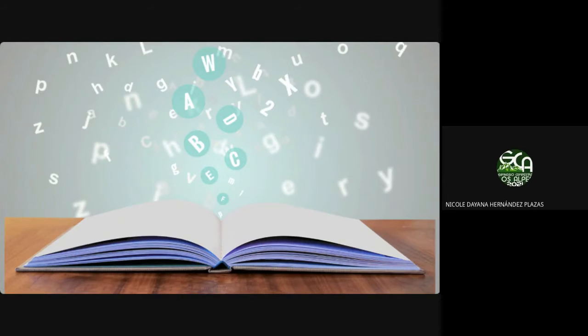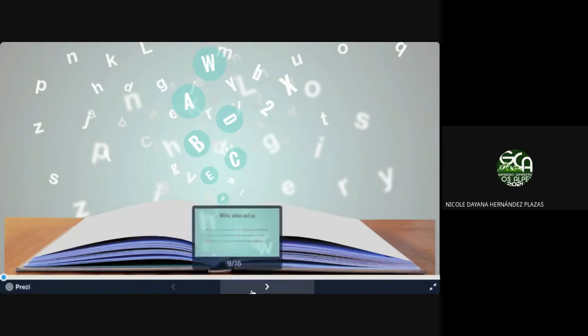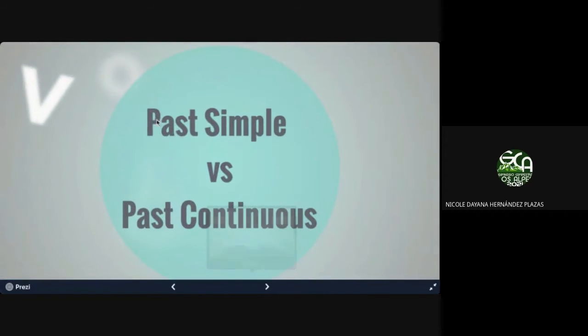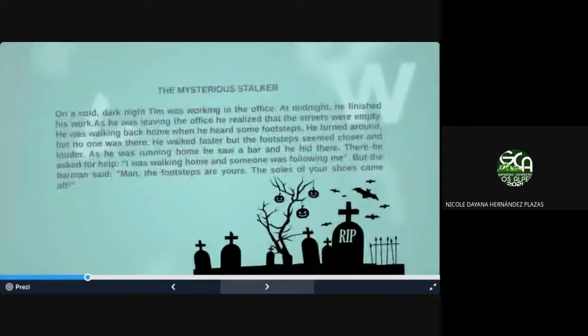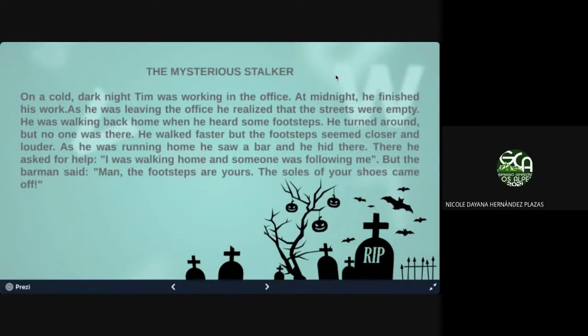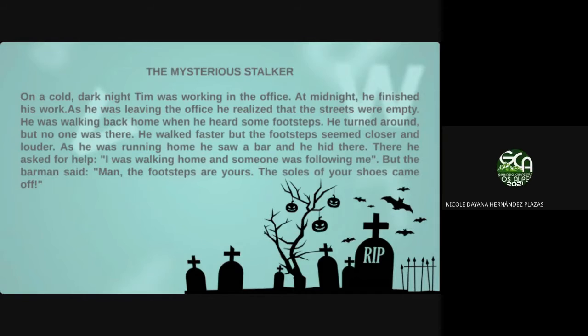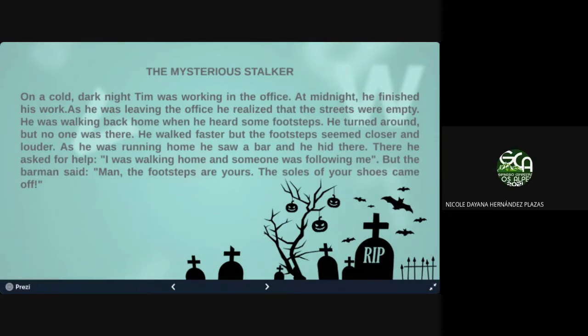Now that you have this super clear, I mean, you have this in your minds, we are going to check what's the difference between past simple and past continuous. Here we go. Let's begin. Here we have a story, babies. We are going to read this story together, and the idea, guys, is that we are going to identify when are we using past simple and when are we using past continuous, okay? So the story is called The Mysterious Stalker, okay?